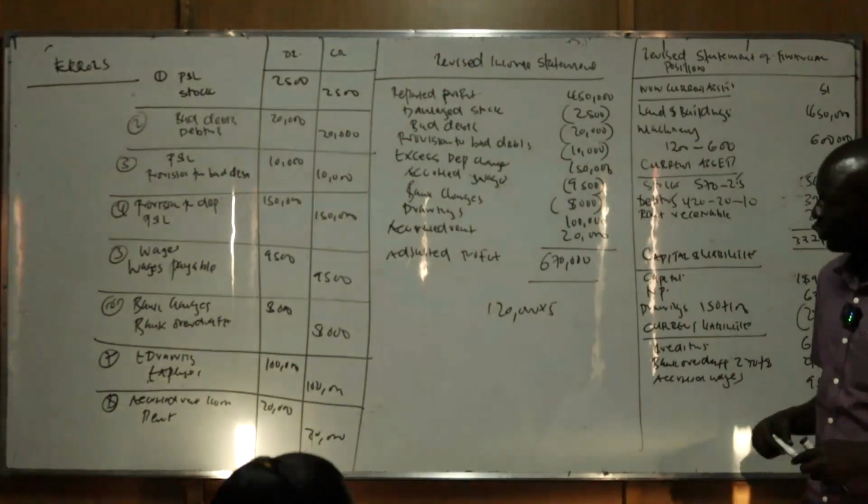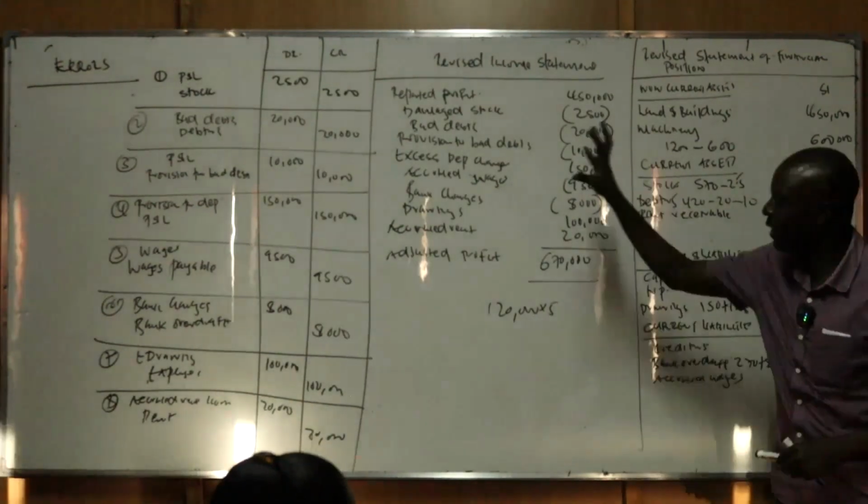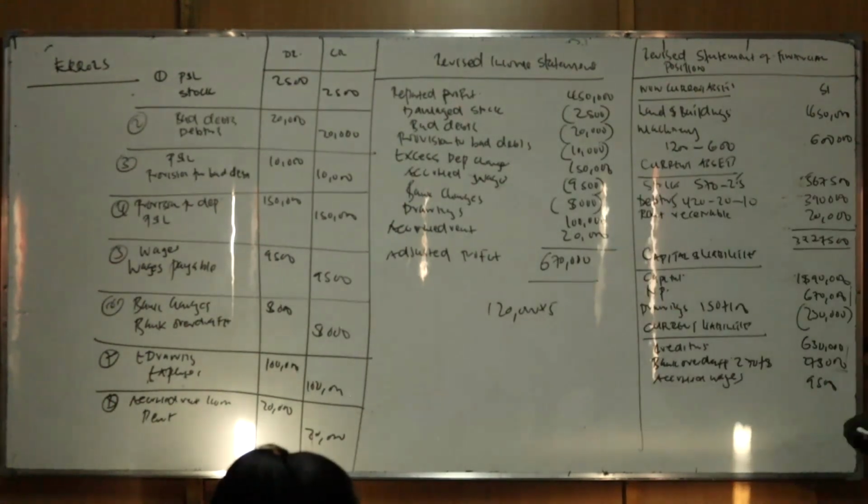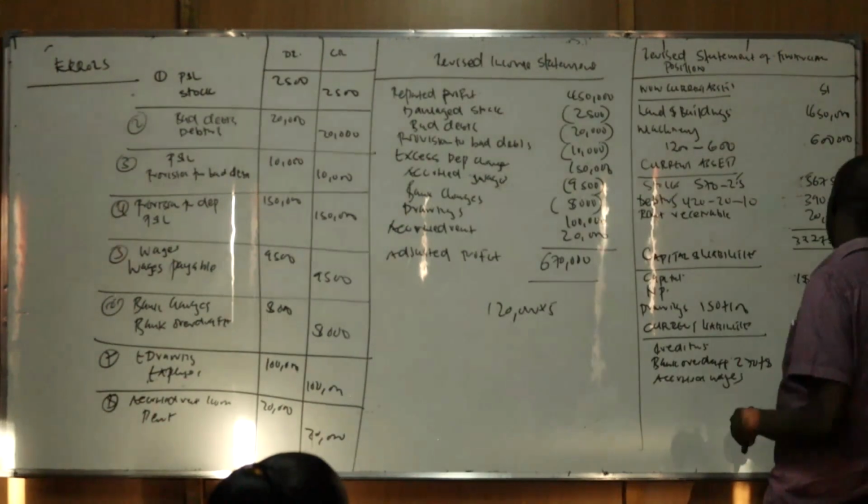So that is how sometimes when you make errors, those errors affect your income statement and statement of financial position. When you discover the errors, after rectifying them, you also go ahead and rectify your income statement. You also rectify your statement of financial position. So that is the essence of errors.